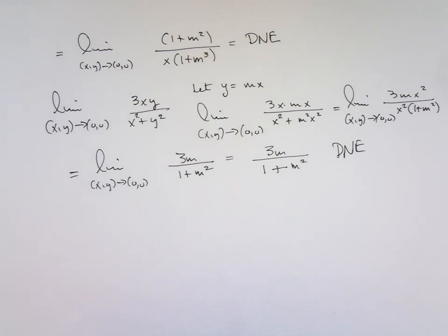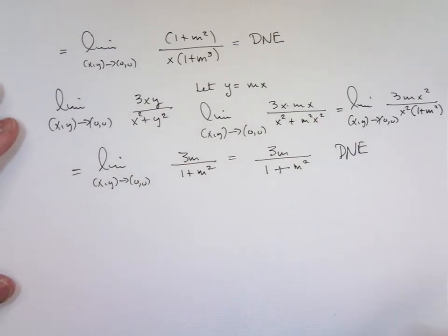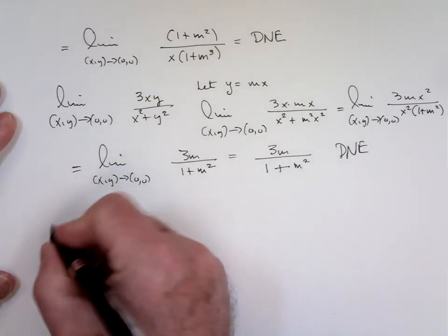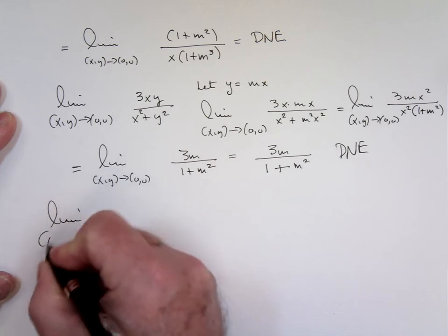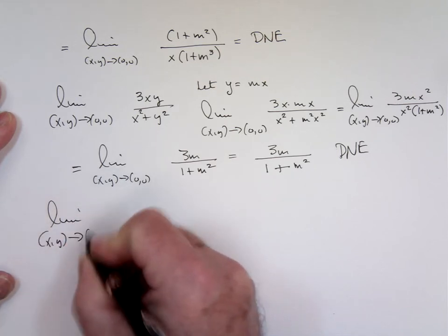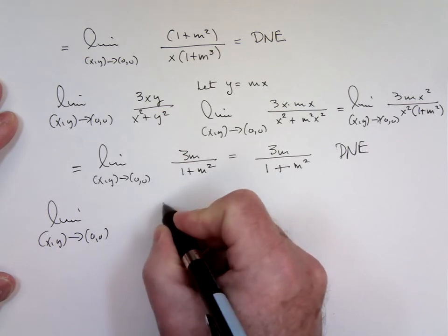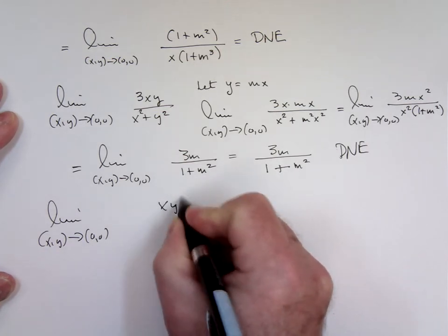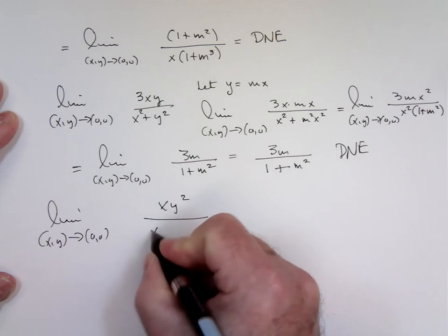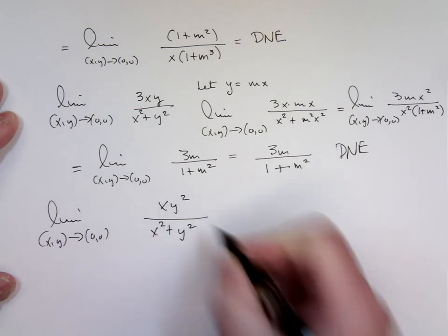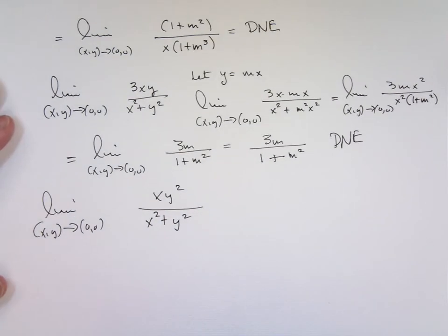All right. Let's do another one. Let's do one where we actually have a limit, somewhere we haven't had a limit. Let's take a look at this one: xy squared over x squared plus y squared. Will it always be 0, 0? Yeah, 0, 0 is the only thing that's interesting.